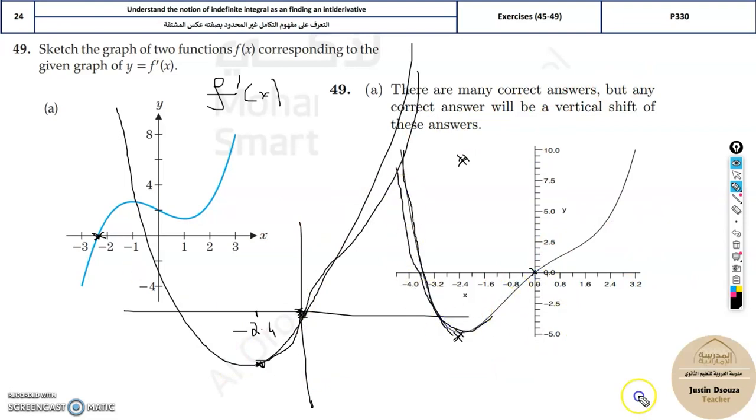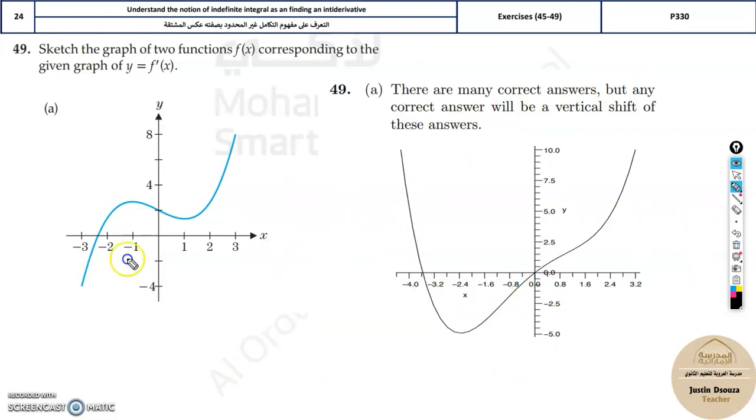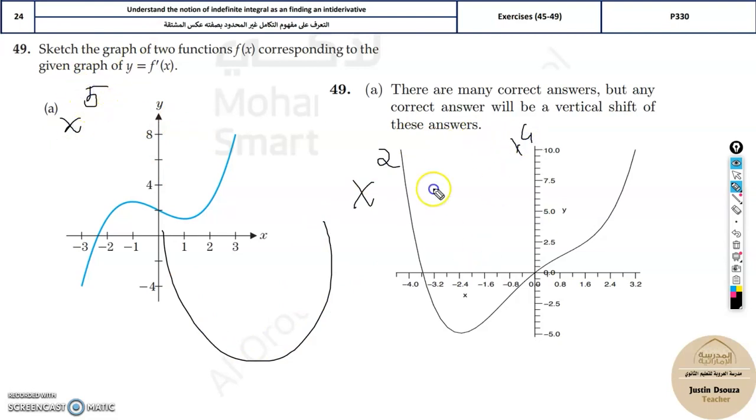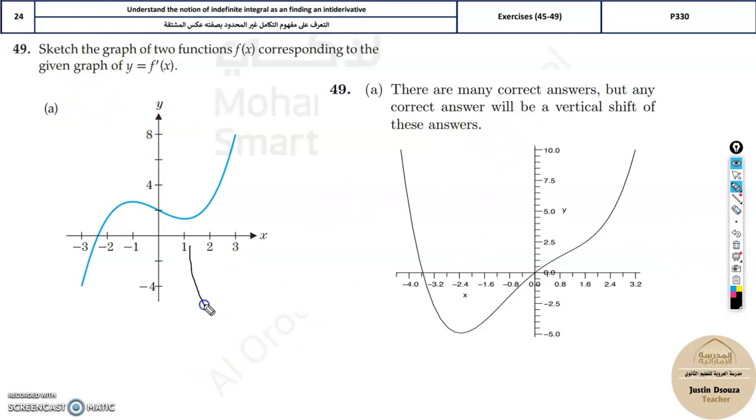If you wait, I'll just tell you why you should not do it like this. This means it's a parabola, x to the power 2. Look, the derivative is x to the power 3. That means the function must be x to the power 4. So really, x to the power 4 graphs will be something like this. So that is why you draw it, and it's approximate.